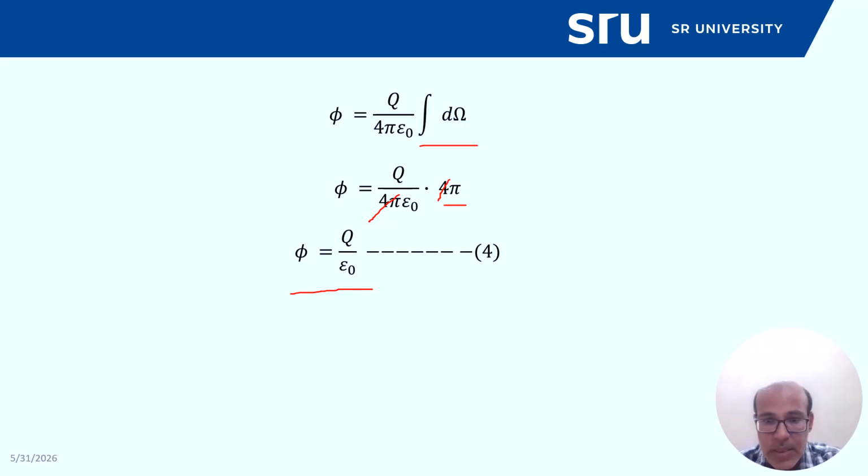The flux coming out through the closed surface is 1 by epsilon naught times the charge enclosed. In the simplest terms, if you want to know how much flux is coming out, you should know how much charge is enclosed. So simple it is, meaning both are proportional to each other.